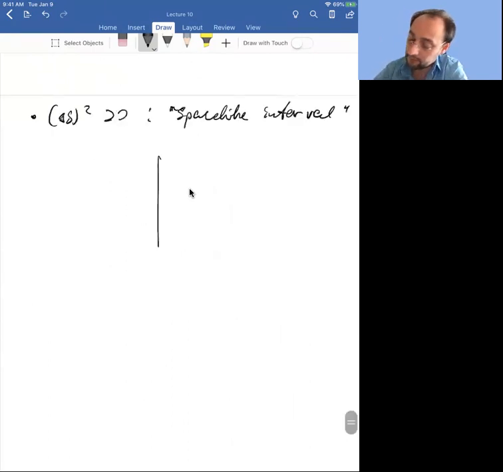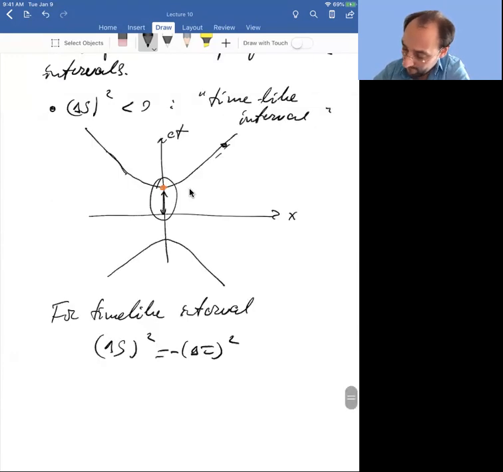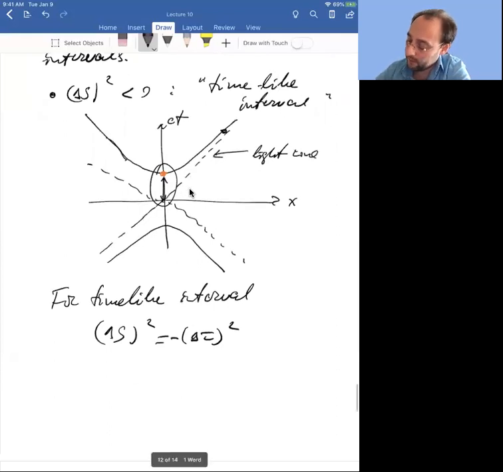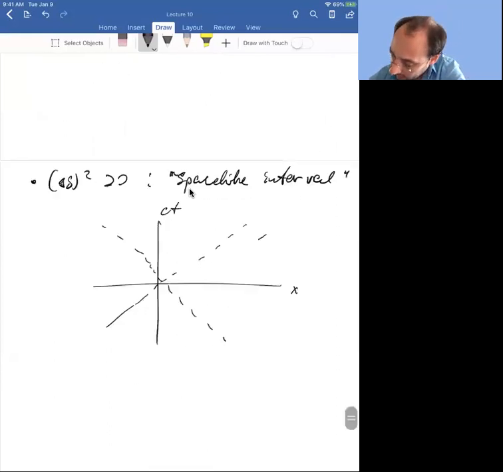Okay, so again, here's x, here's CT. I think what I should add to this drawing is the light cone, right? So this is the light cone. Okay, so for space-like intervals, this hyperbola has foci on the x-axis.